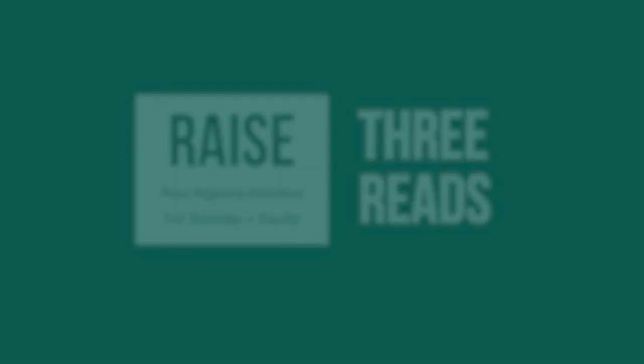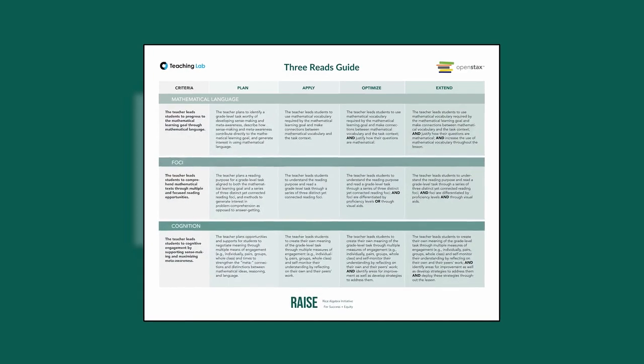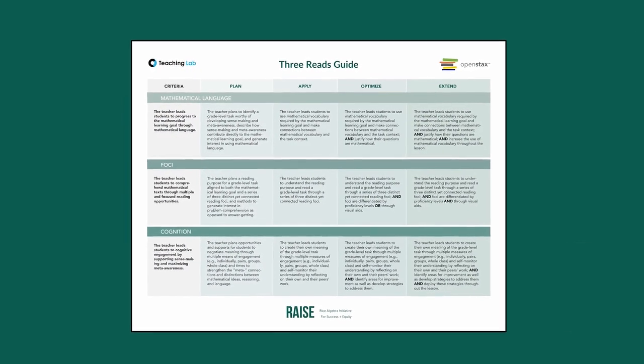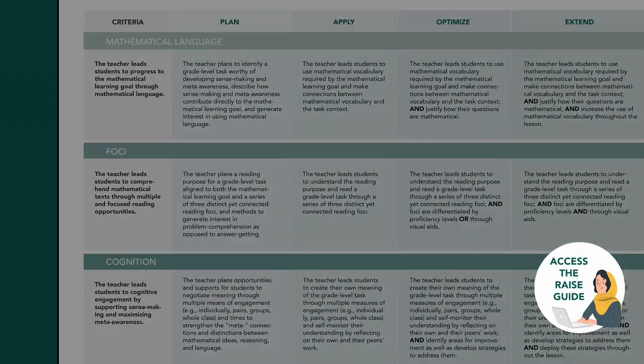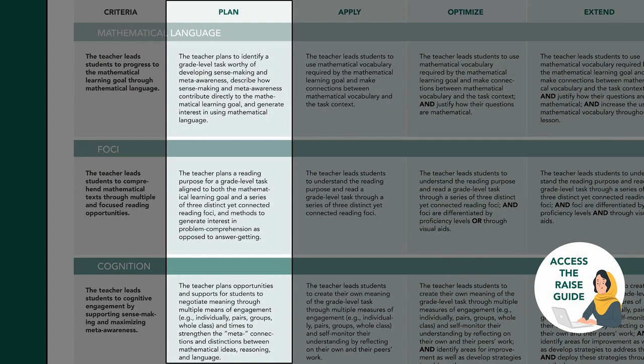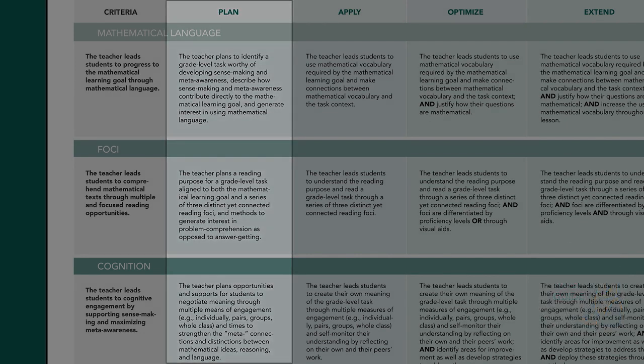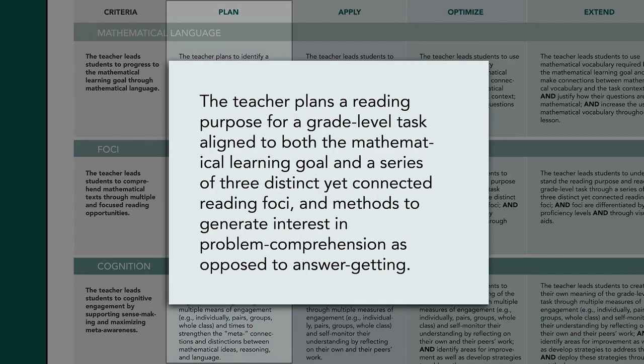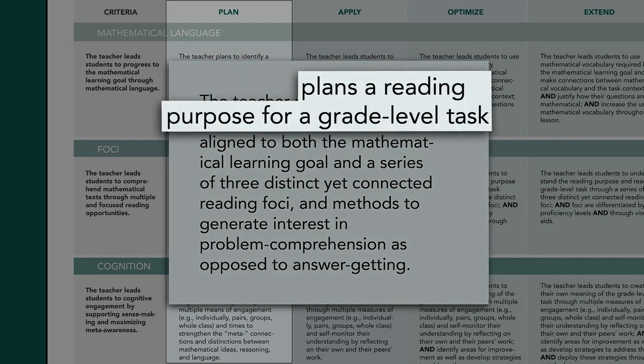Now that you have a task, access the 3 reads guide to inform your planning. Access the RAISE guide now, and specifically the plan column's mathematical language, foci, and cognition criteria. Using the guide, first, plan to introduce the routine or the purpose by providing the why of using the routine.